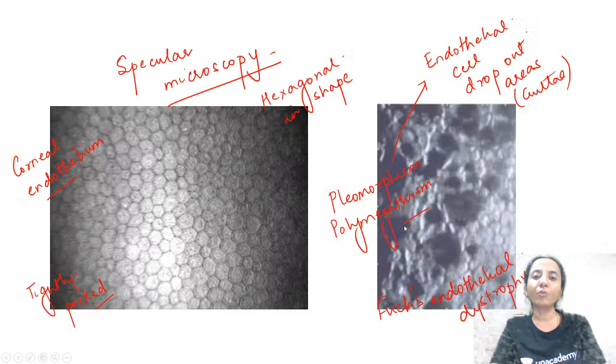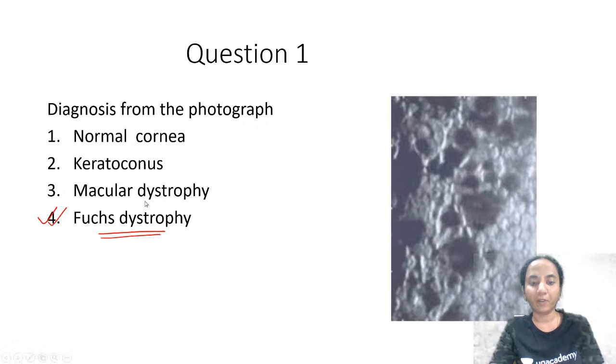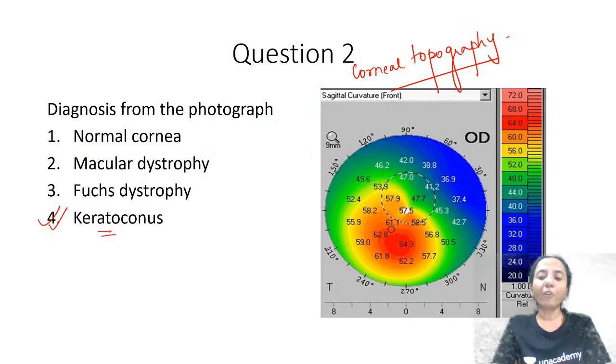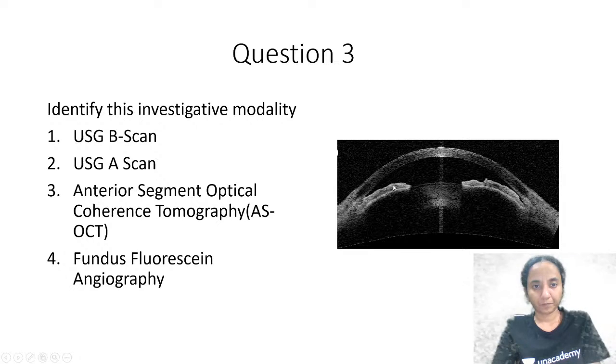Okay, so I have shown you two questions on investigation. The first was a picture of a specular microscopy where we saw the picture of a Fuchs endothelial dystrophy, and the second one is the picture of a corneal topography which shows us the picture of keratoconus. Okay, now let me show you another investigation.